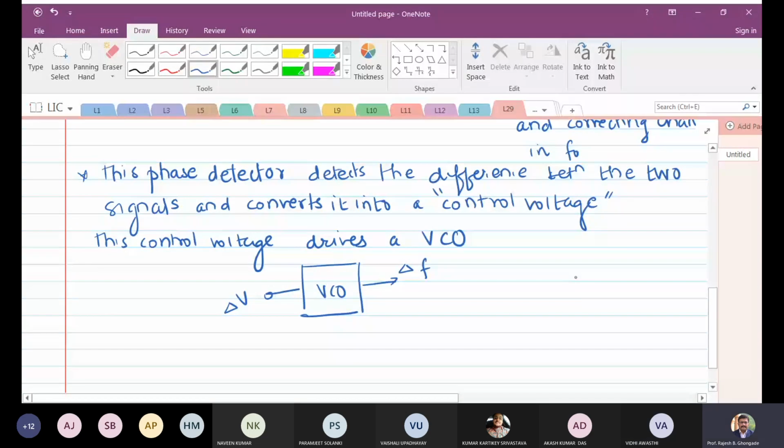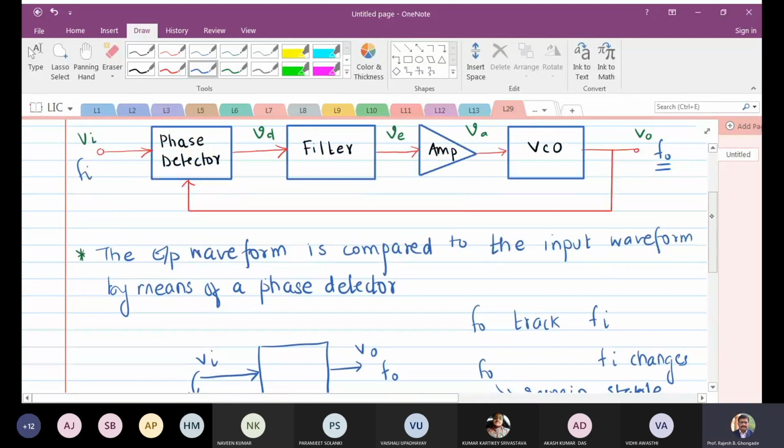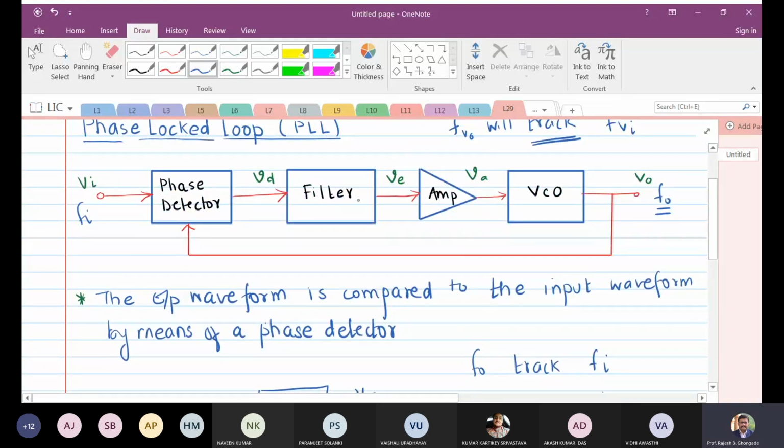So this phase difference, which is being converted into voltage, is filtered also to remove the noise and to remove the changes. We just want a DC out here. This VE is called the error voltage, which is amplified, and this amplified voltage is given to the VCO. What will happen if this input control voltage of the VCO changes? It will try to change the frequency of the output signal.